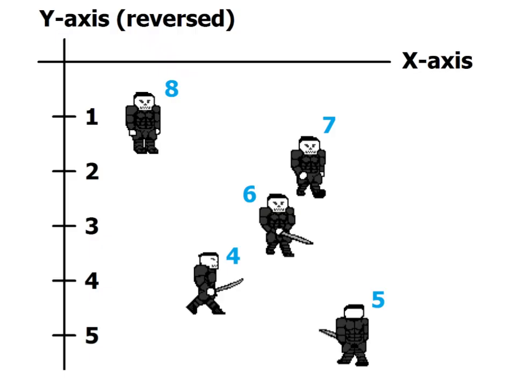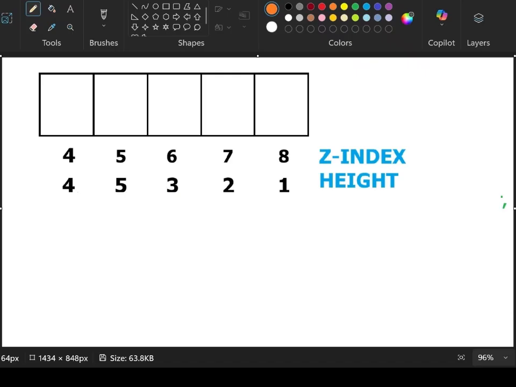So the first one is 4, and then the next one is 5. We check whether it is lower. Is 4 lower than 5? It is lower than 5, so we don't need to change their z index positions anymore. Then we go to the next one. Is 4 lower than 3? And we say no, because 3 is lower than 4, and so we need to swap them. We need to swap them so that 3 is where 4 is.